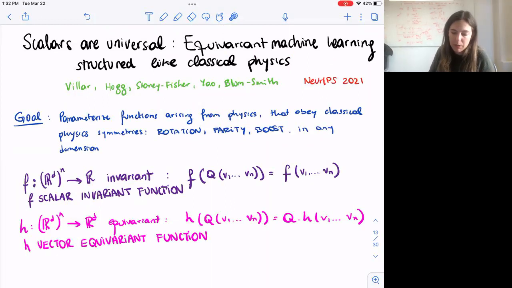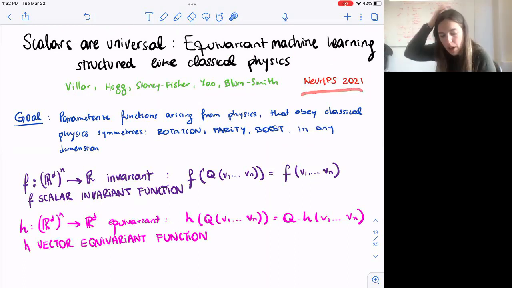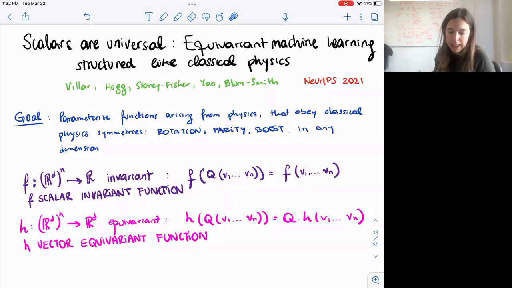So what I did for this paper at NeurIPS in 2021 was we took a different approach to parameterizing the space of invariant or equivariant functions. We used classical results from invariant theory to give a simple parameterization in terms of the invariance of the group. The idea is that our goal was to find a way to parameterize all these functions.